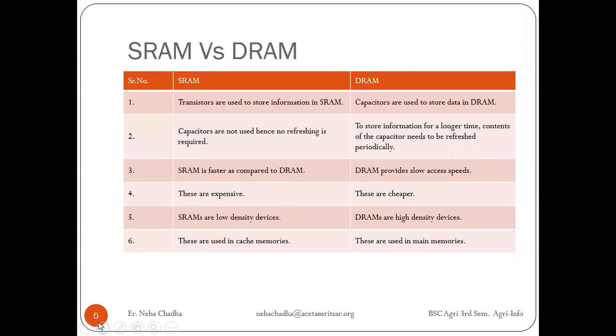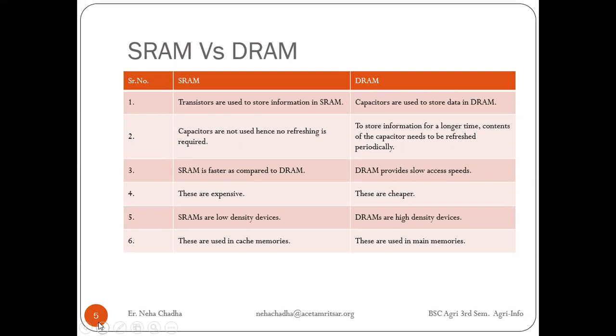In SRAM, capacitors are not used, hence no refreshing is required, but in DRAM, capacitors are used, so there is a need of refreshing again and again. SRAM is faster as compared to DRAM. DRAM provides slow access speeds. SRAM is expensive as compared to DRAM. DRAM is cheaper as compared to SRAM.